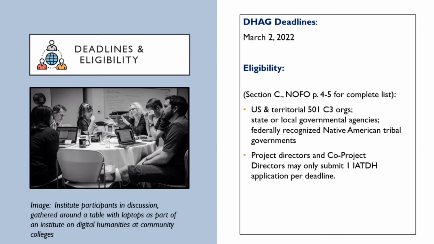And let's review the eligibility for this program. Institutes for Advanced Topics applicants are institutions, not individuals, meaning that an eligible institution will be submitting the application via grants.gov on behalf of the project team. Only U.S. and territorial 501c3 nonprofit organizations, accredited institutions of higher education, state or local government agencies, and federally recognized Native American tribal governments are eligible to apply for institutes or to receive subawards through this program. What that means in practice is that non-U.S. organizations are not eligible to apply for this program.